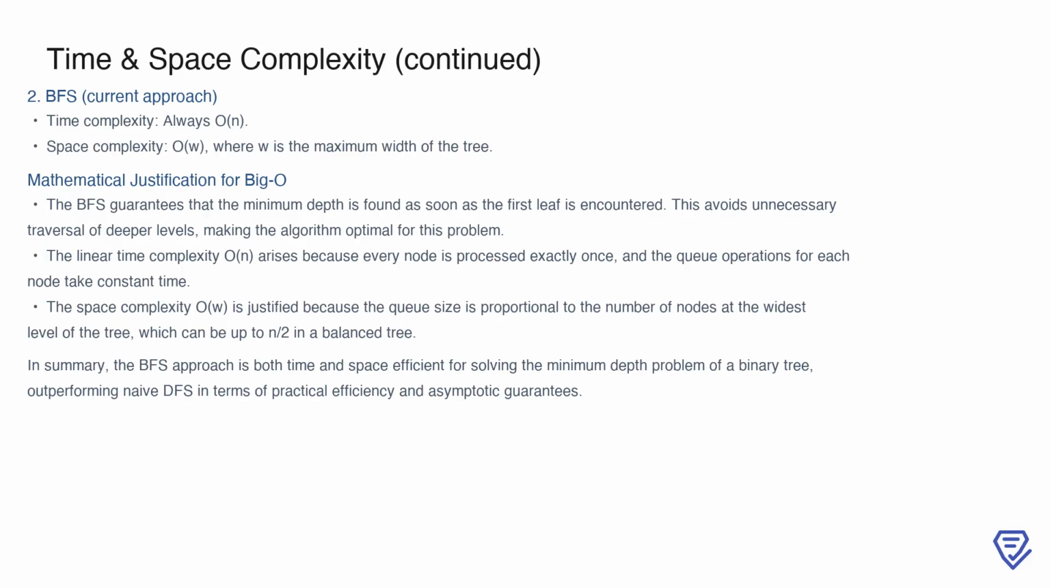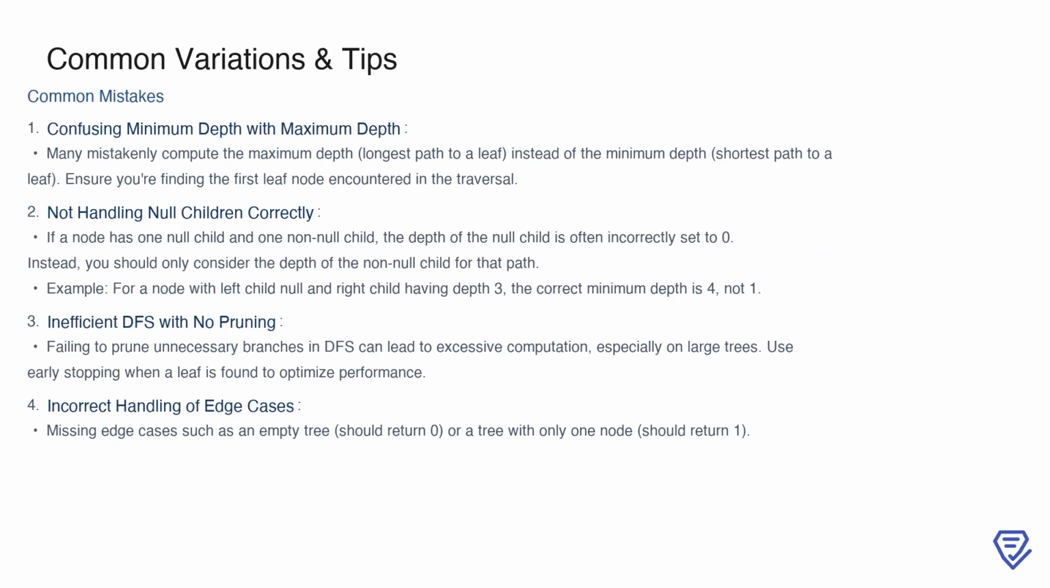This makes BFS both time and space efficient for solving the minimum depth problem of a binary tree. It outperforms naive DFS not only in practical efficiency but also in providing strong asymptotic guarantees. One of the most common mistakes when solving this problem is confusing the minimum depth with the maximum depth. Remember, the minimum depth is the shortest path to a leaf node, not the longest.